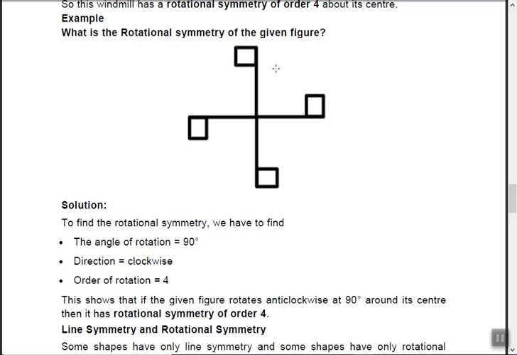So how many lines of symmetry, or how many turns of symmetry, will this figure have? Here, let's look at radial symmetry only. If I turn this by 90 degrees, the figure will again look the same. So that's why it's called angle of rotation 90 degrees, direction clockwise, and order of rotation 4. Clockwise it will look the same, anti-clockwise also it will look the same.